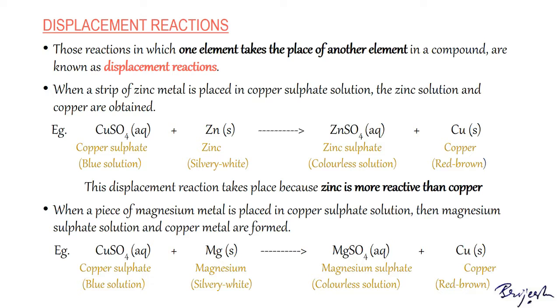Next example, when a piece of magnesium metal is placed in copper sulfate solution, then magnesium sulfate solution and copper metal are formed. In this reaction, magnesium displaces copper from copper sulfate solution. The blue color of copper sulfate solution fades due to the formation of colorless solution of magnesium sulfate. A red-brown deposit of copper metal is formed on the magnesium piece. Here, magnesium is able to displace copper from copper sulfate solution because magnesium is more reactive than copper.